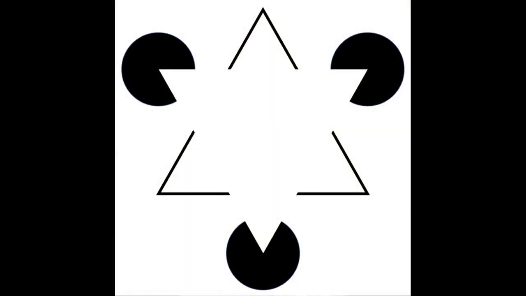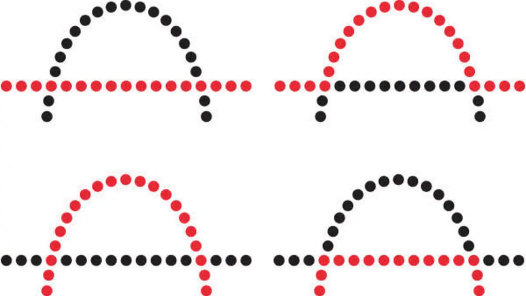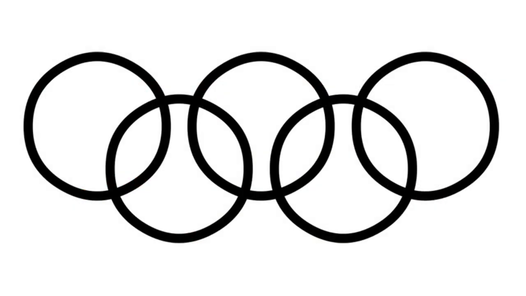Closure is the tendency to fill in gaps of incomplete stimuli, even though they may not exist. Good continuation is when you organize stimuli into continuous lines or patterns. Simplicity is the ability to organize a stimulus into a pattern of the simplest component.